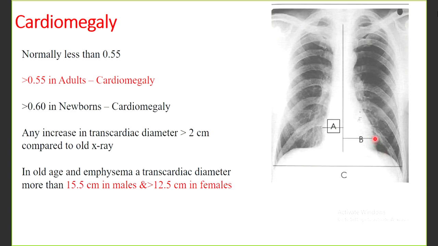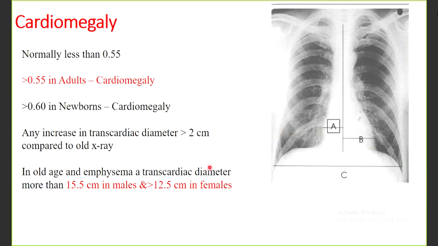Also from the outermost point of the left border of the heart, you draw another horizontal line to this midline. This would be B, this would be A, and we also draw the pleural lowermost, outermost space, either side points, line C, and then we calculate A plus B divided by C. If it is more than 0.55 or more than 55% of this length, then we say it is cardiomegaly in adults. Of course, in newborns, there is a slight margin. You can go up to 0.6.